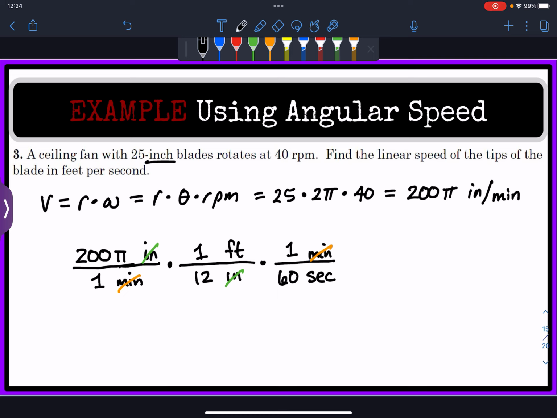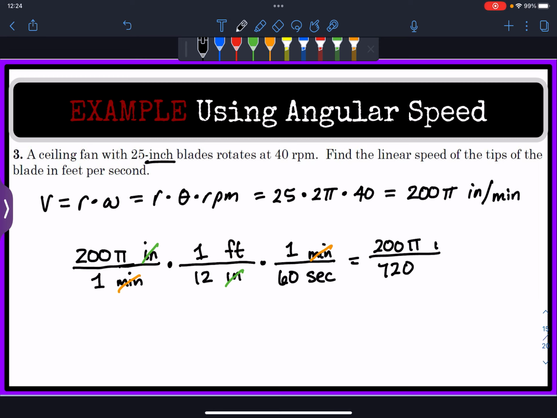So here, to figure this out, I'm going to multiply these numbers over here, multiply these numbers down there, and then simplify. So we have 200 pi divided by 1 times 12 times 60, and the bottom is 720. Again, this is now in feet. This is now in seconds.